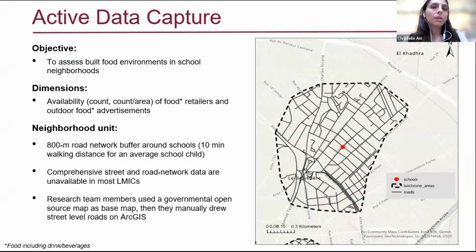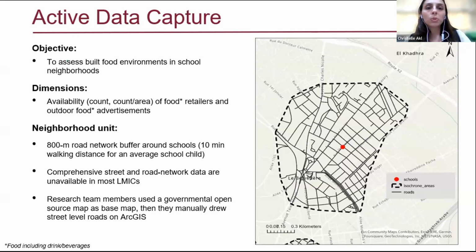So I'm just going to give you a quick overview of the second component of the study. The main objective, as we just mentioned, was to assess the quality of the built food environment in school neighborhood. We assessed availability, which was operationalized as count per area of the different types of food retailers and outdoor food advertisements available within a certain neighborhood unit or buffer zone. Here, just to mention that throughout this presentation, when we're using the word food, it also includes drinks and beverages.